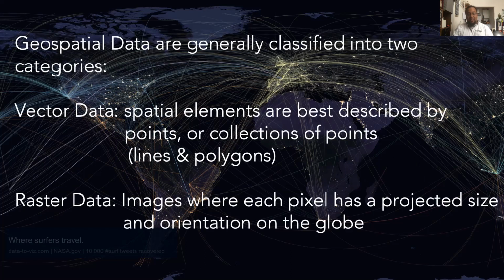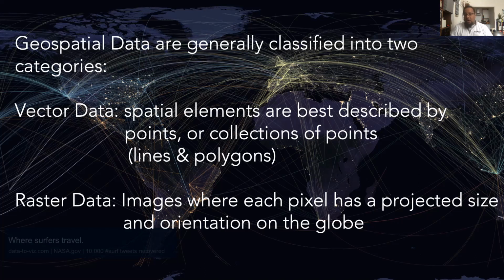Geospatial data are generally classified into two categories: vector data and raster data. Vector data are spatial elements which are described by points or collections of points. If you imagine lots of points in a row, that will make a line. When that line closes in on itself, that forms a polygon. So you can imagine vector data as being a database with one dedicated spatial field, also referred to as a geometry field, to basically tie in the properties that you want with areas on a map or on a globe.